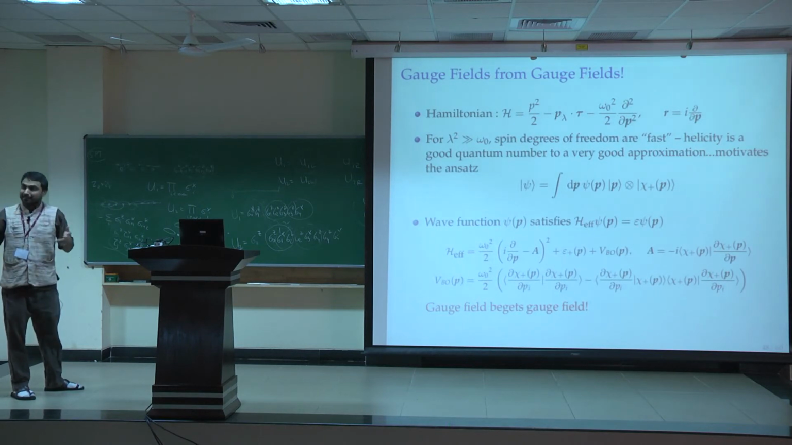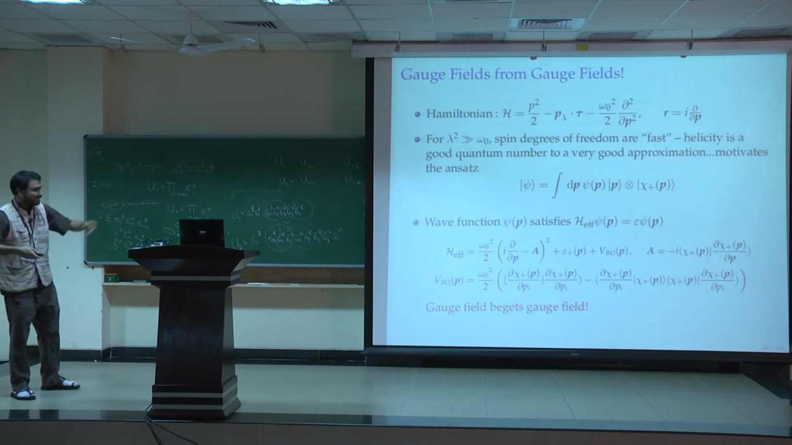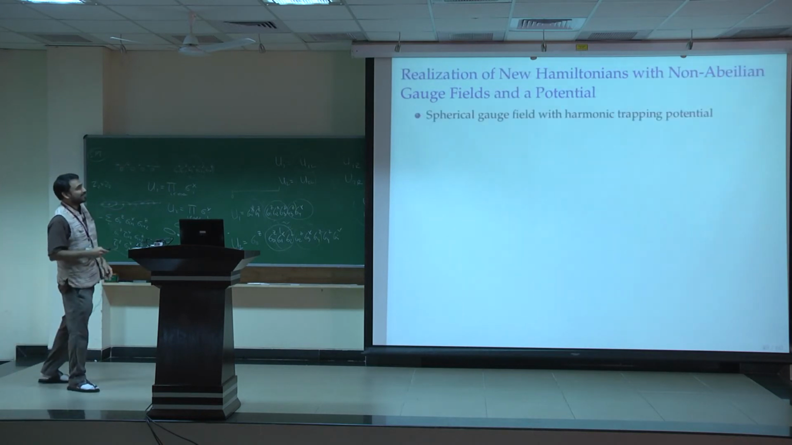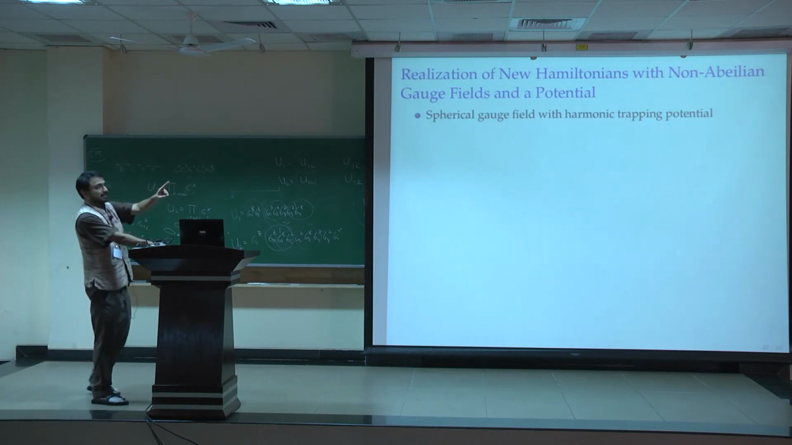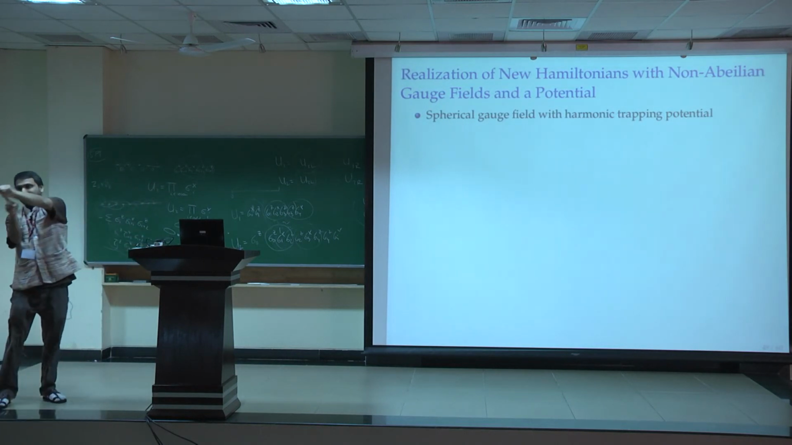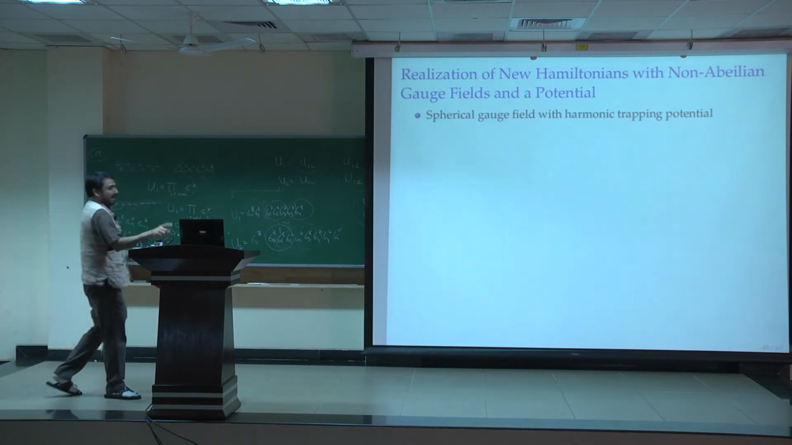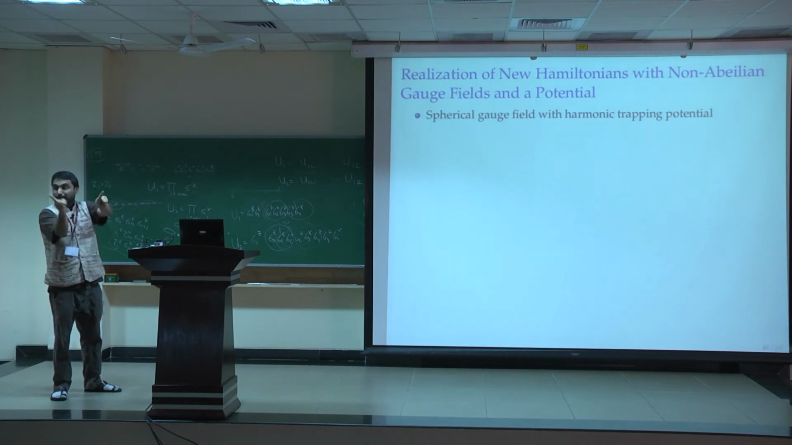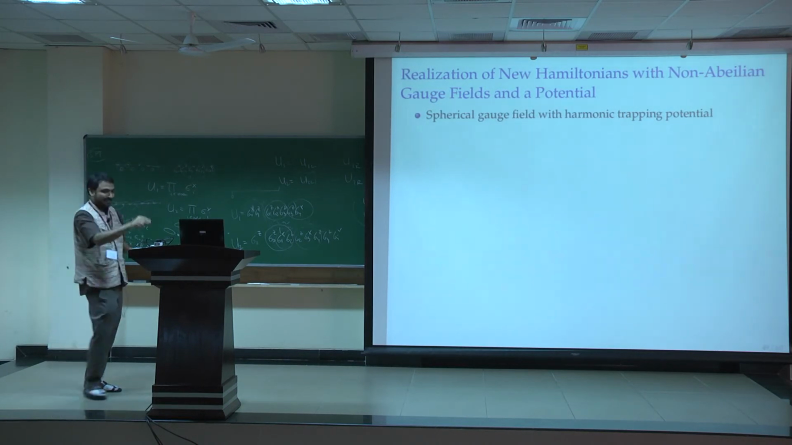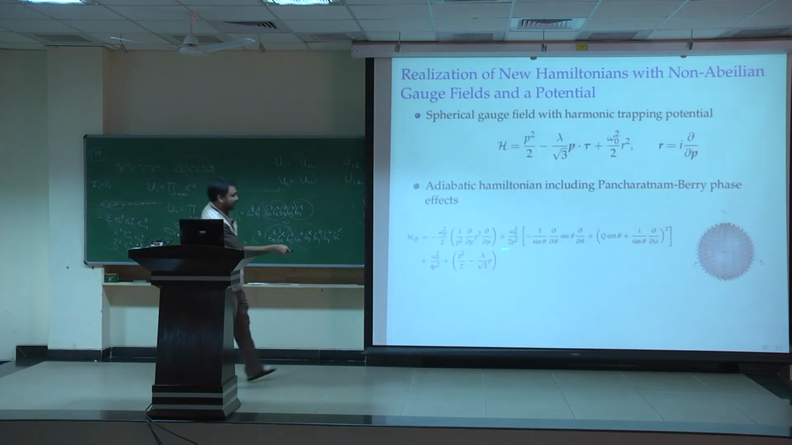So a gauge field can actually give rise to another gauge field when you couple it to a potential, right? And what can we do with this? Here's an example. You take the spherical gauge field. What happens here is that the spin is locked to the momentum in precisely the way I'm showing. It's parallel to the momentum like this, right? And as the particle moves around in momentum space, it will pick up a Berry phase. That Berry phase is what gives rise to this effective thing that I'm talking about.